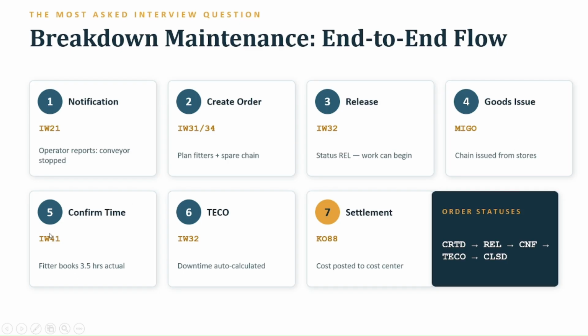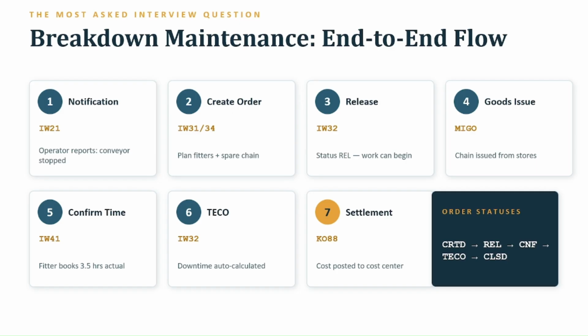Then time confirmation. If there are operations, for each operation we capture how much time the technician required to do the maintenance activity, the actual time required. So we do the time confirmation. Then TECO, to complete the maintenance order, and after that we do the settlement, we settle the cost on the cost center or WBS.